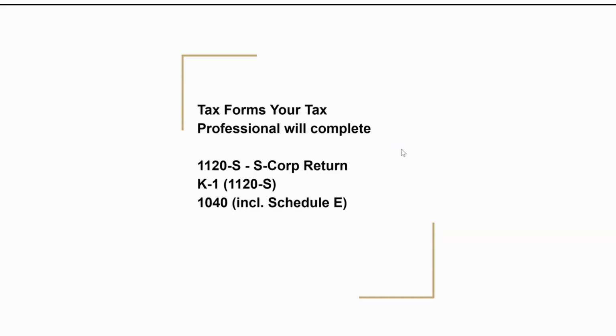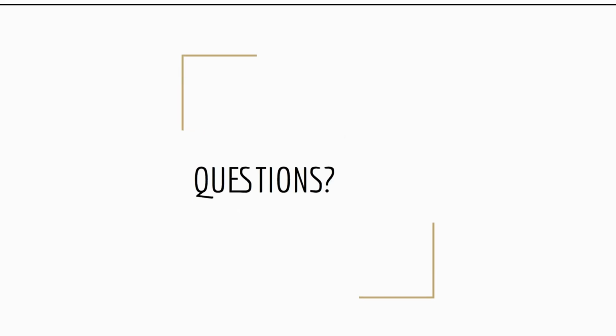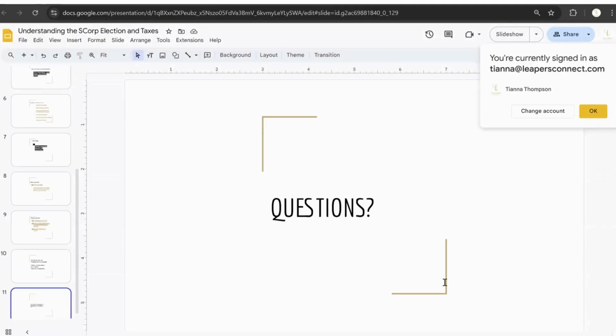All right, and then the forms that you consider is the 1120S, which is the S Corp return, and I'll show you what that looks like shortly. The K-1 and the 1040, and that includes the Schedule E, which is where the information from the K-1 goes directly before it gets to the main 1040 summary, right? If you have any questions, let me know, but let's go through what the form actually looks like.